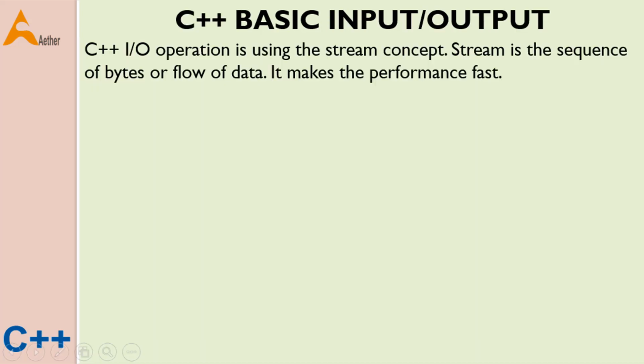Now let's discuss C++ basic input-output. C++ I/O operation is using the stream concept. Stream is the sequence of bytes or flow of data. It makes the performance fast.